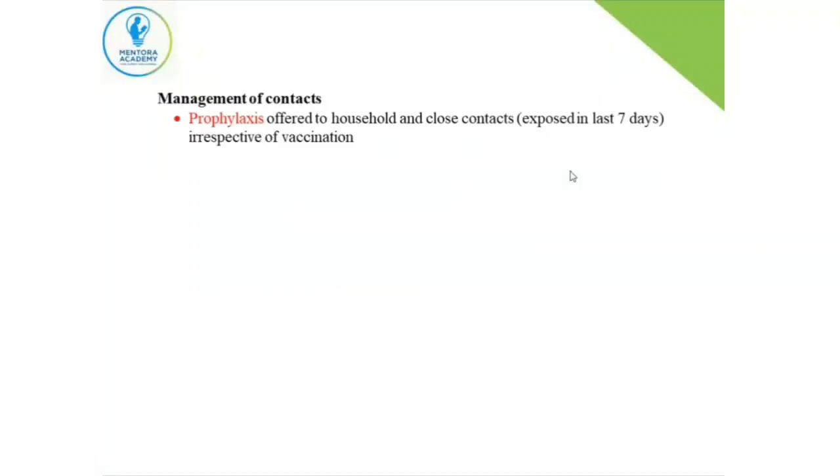How do you manage the contacts? Remember, it's an infectious disease. It spreads from one person to another. So close contacts should be strictly isolated and given the appropriate antibiotics. Prophylaxis should be offered to household and close contacts who were exposed in the last one week, irrespective of their vaccination, because we have vaccines now for meningococcal infection. Even if they are vaccinated, a recent exposure may place them at risk of developing meningococcal meningitis. So it's recommended to treat them.